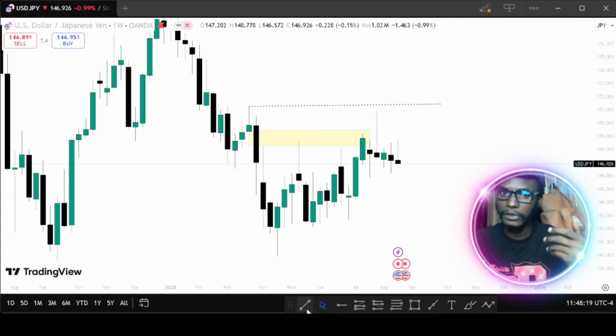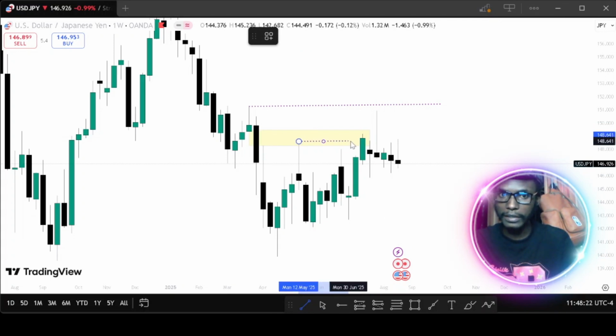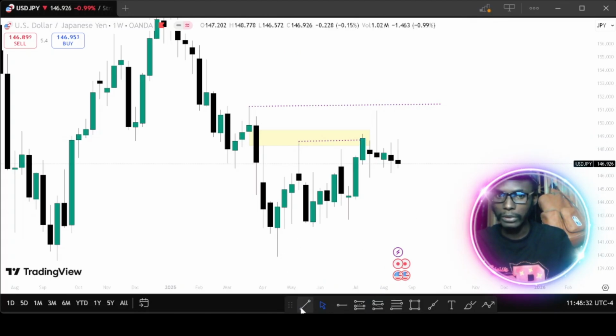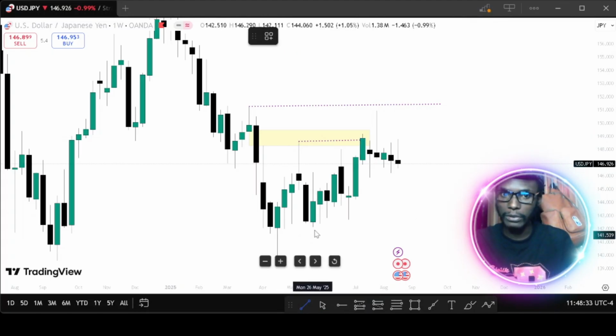Price first of all gave us an inducement. This swing high is inducement. Why is it inducement on the weekly aspect? Because it failed to make another low. Look at the swing here. You see the swing? And this is the main swing.